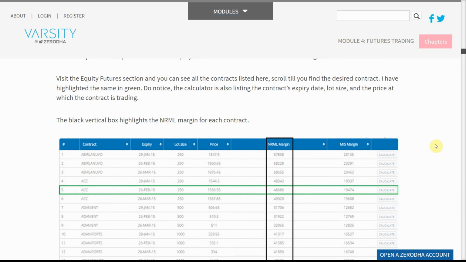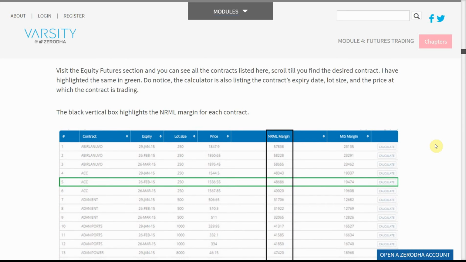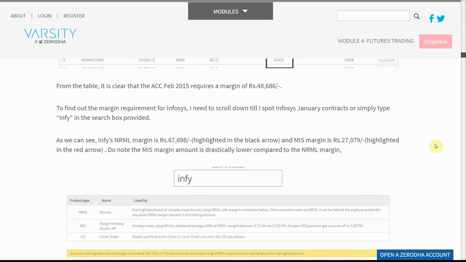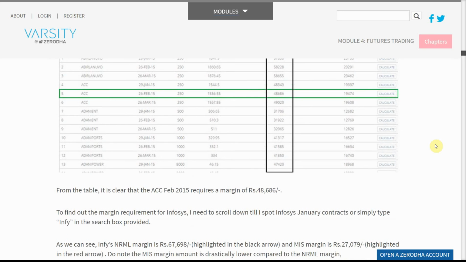Visit the equity futures section and you can see all the contracts listed here. Scroll till you find the desired contract. I have highlighted the same in green. Do notice, the calculator is also listing the contract's expiry date, lot size, and the price at which the contract is trading. The black vertical box highlights the NRML margin for each contract. From the table, it is clear that the ACC February 2015 requires a margin of 48,686 rupees.